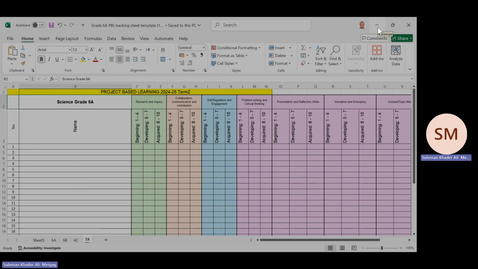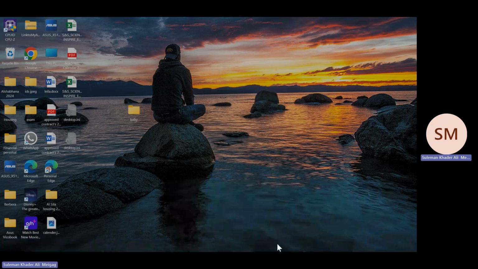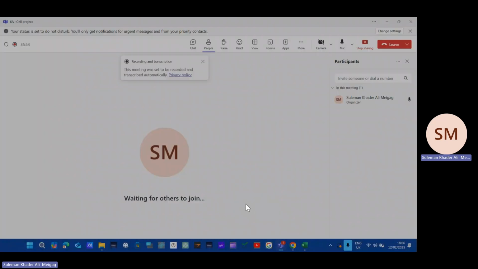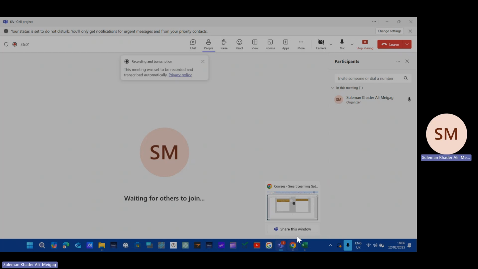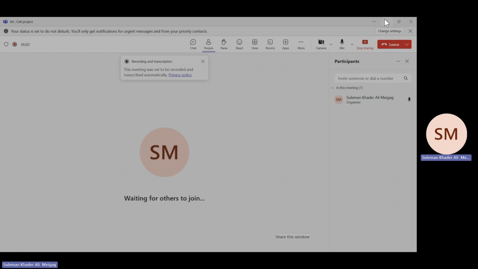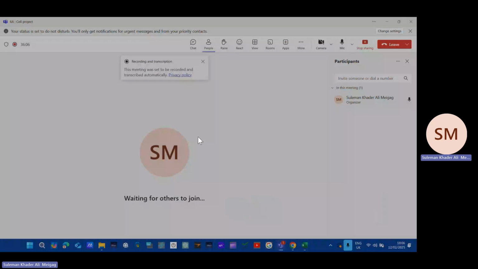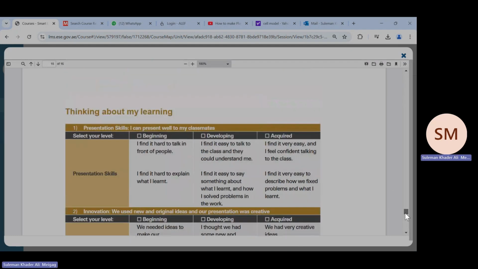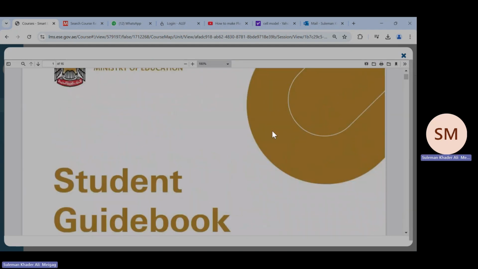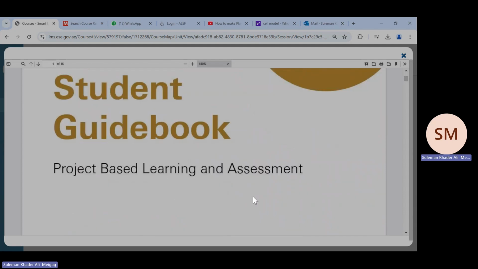Okay, so let's have a look at the final part of what we have learned. Okay, we learned about the project. The project is about the cell. You have a booklet in your folder. Okay, this is the student book. So it is in your file. This is the student guidebook to help you write about your project.